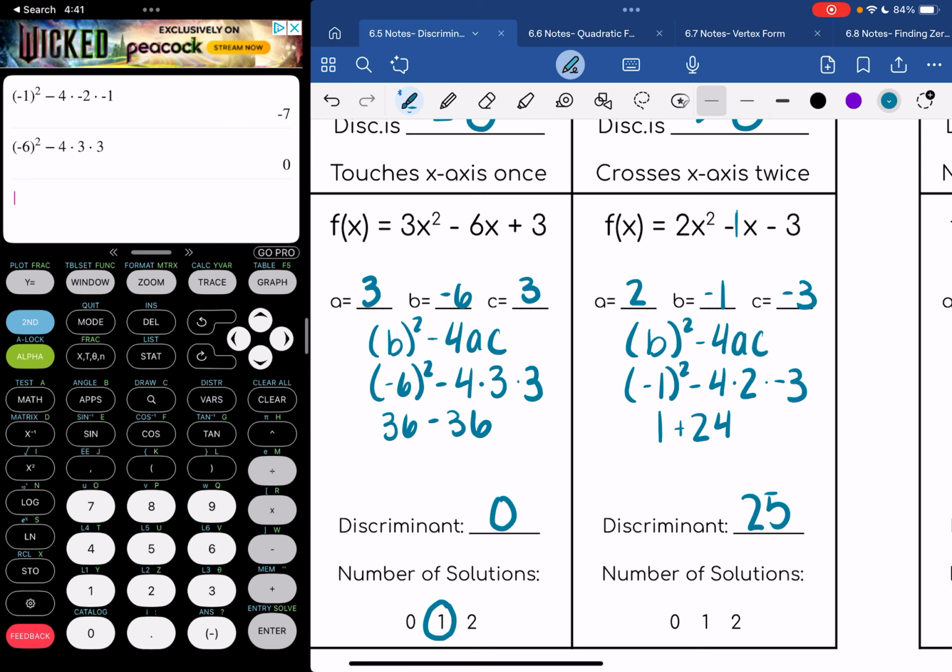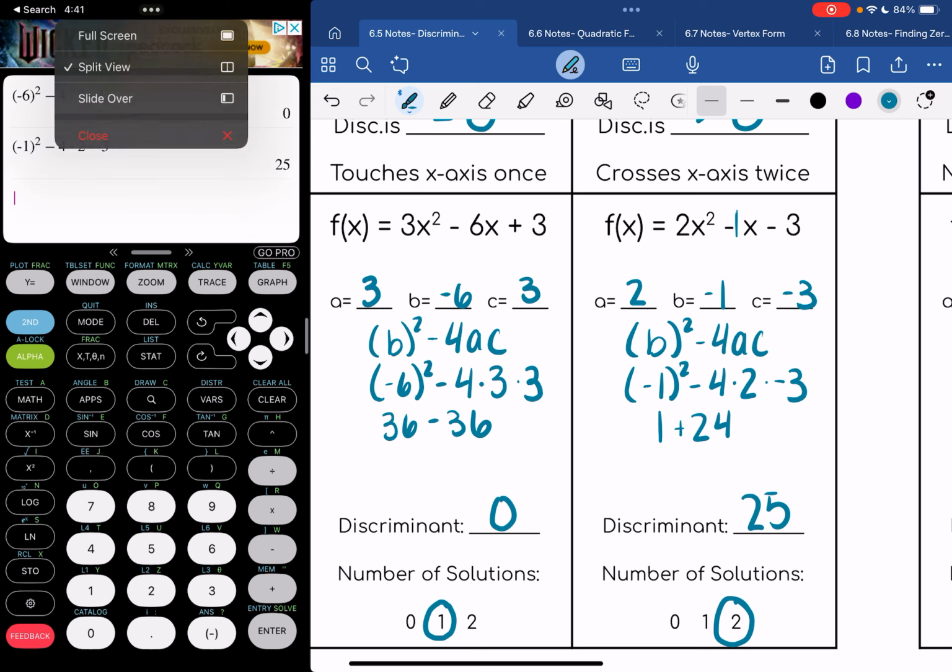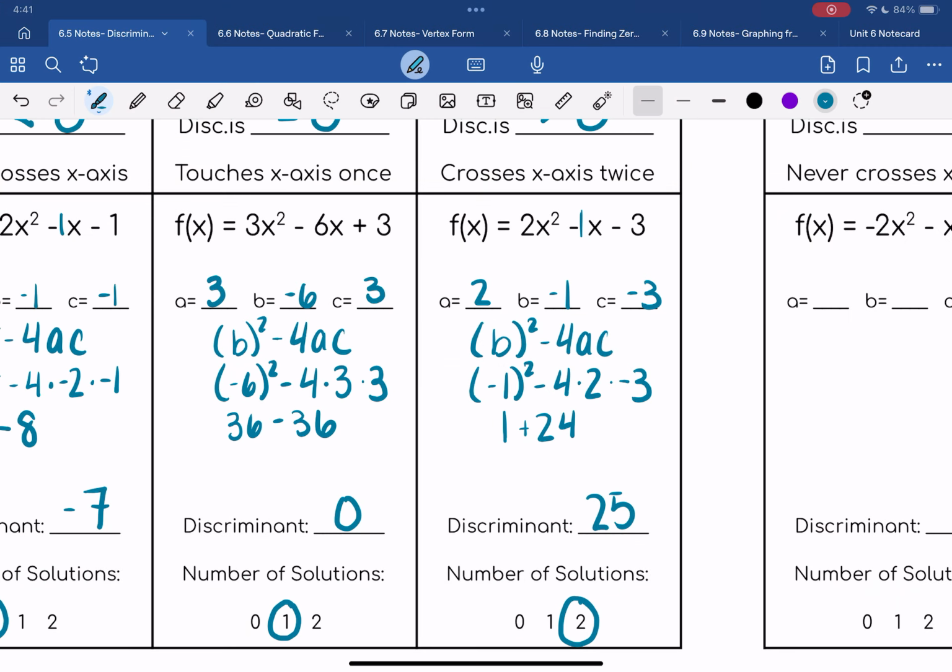Since my discriminant is positive, I have two solutions. If I wanted to do that in a calculator, I would do negative 1 squared minus 4 times 2 times negative 3. I get 25. Awesome. Okay, let's close out of this.